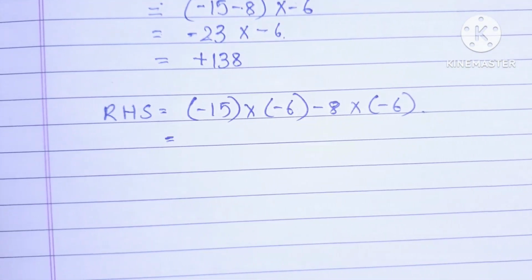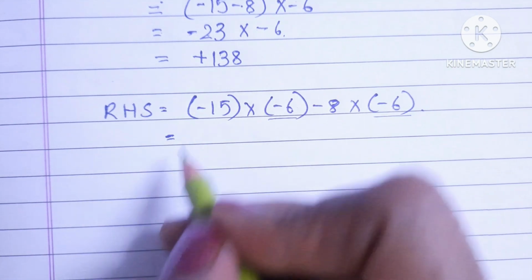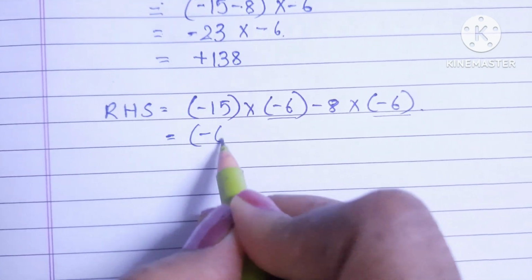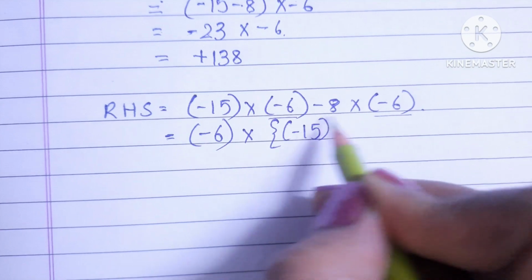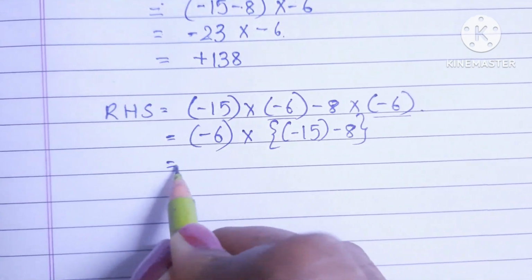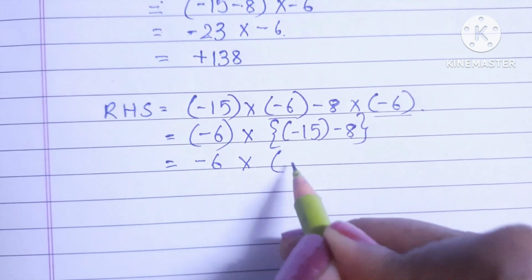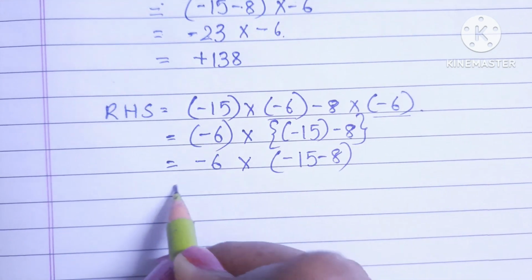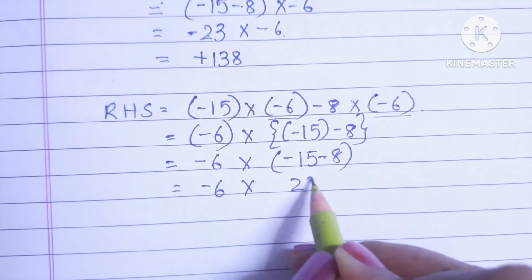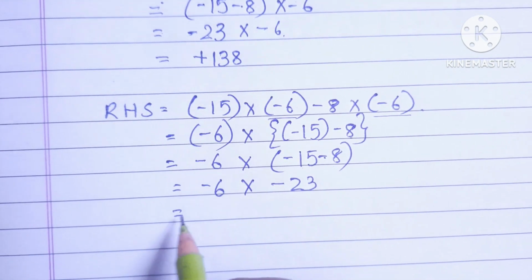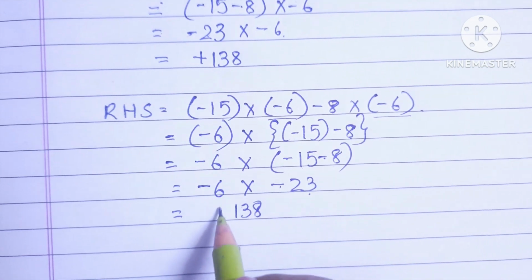The answer for my right hand side will be, here we can see minus 6 on both sides. So we will use the distributive property and take it out of the bracket. So minus 6 multiplied by minus 15 and minus 8. We shall solve the bracket. So minus 6 multiplied by minus 15 minus 8, that is 23, put the sign of the greater number. So 6 multiplied by 23 will give me 138, and the sign will be minus into minus, plus.